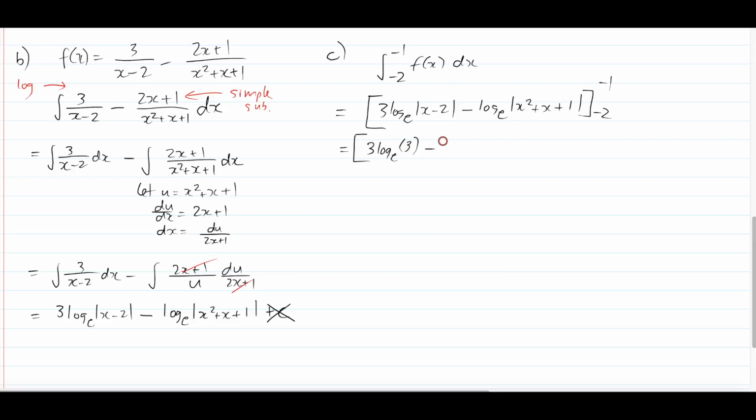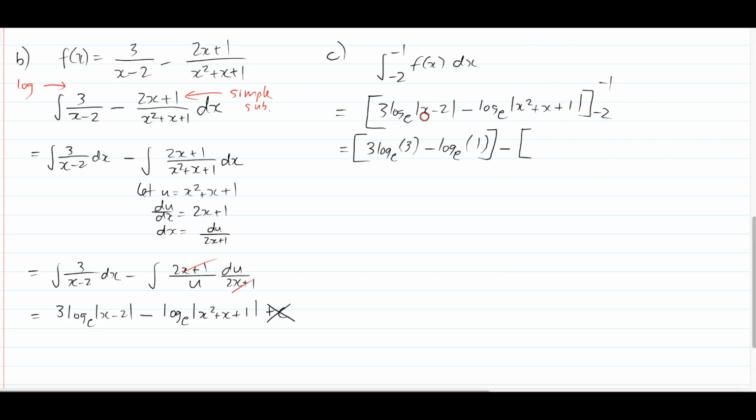And then we have minus log e. Once again, -1 squared is 1, 1 minus 1 is 0, 0 plus 1 is 1. So that's the -1 all done. And then you always make sure you put the minus when you sub in the next one.